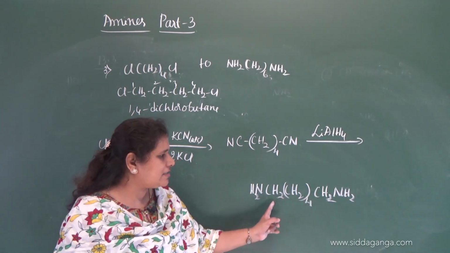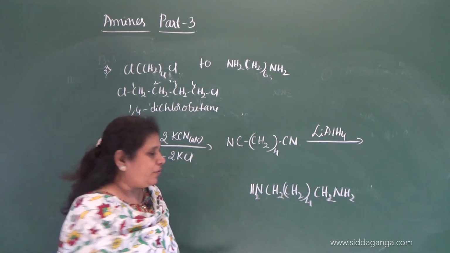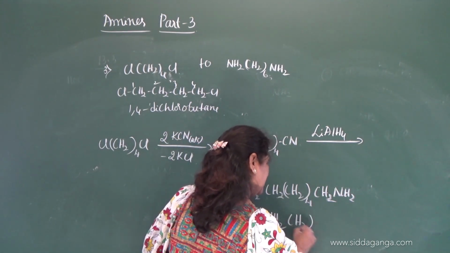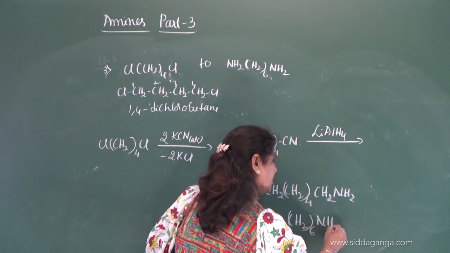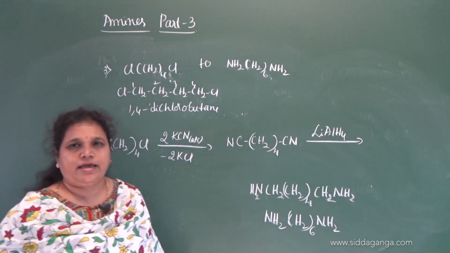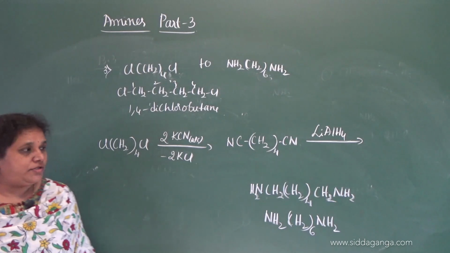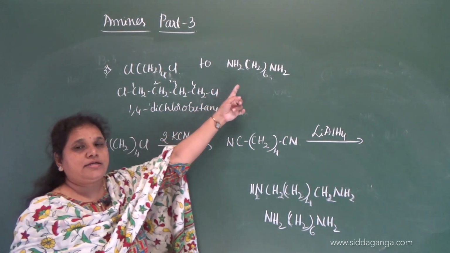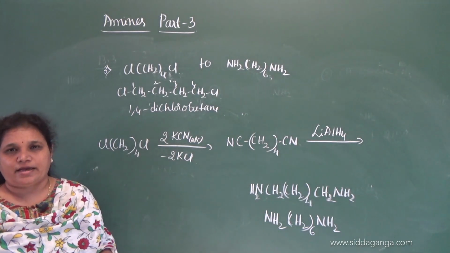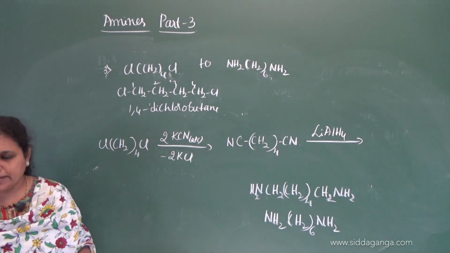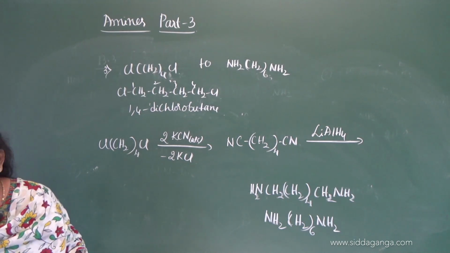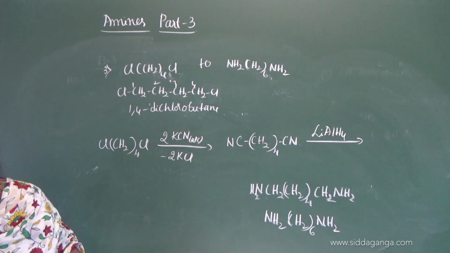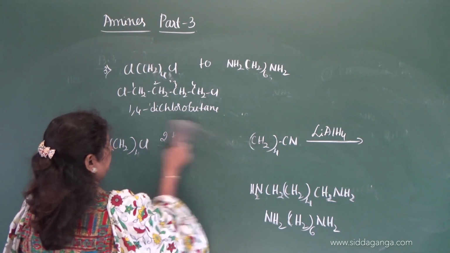There is an increase in the number of carbon atoms by 2 units. Now you can write it as NH2, CH2 6 times, NH2, hexamethylene diamine. So this is the method to convert 1,4-dichlorobutane to hexane-1,6-diamine. Clear? Now let us move on to the next question here.